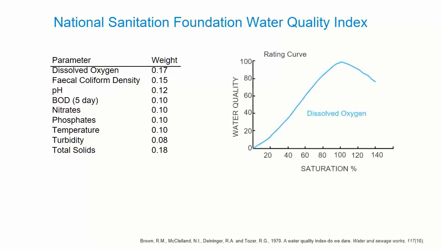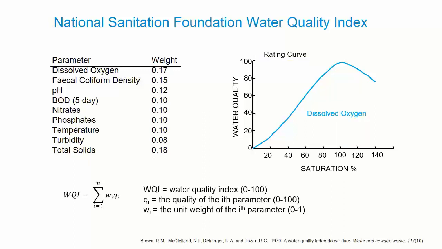For each parameter, a rating curve is also constructed, relating the value of the parameter to the level of quality. In this example, for dissolved oxygen, the highest quality value is at 100% oxygen saturation. The established rating curves for each parameter are also based on expert opinion. Finally, the quality scores for each parameter are multiplied by the associated weighting factor and summed to arrive at a final water quality index value. This value is reported on a scale of 0 to 100, divided into 5 quality ranges, from very bad to excellent.